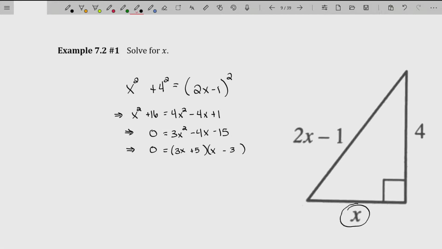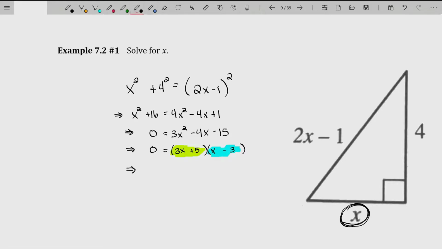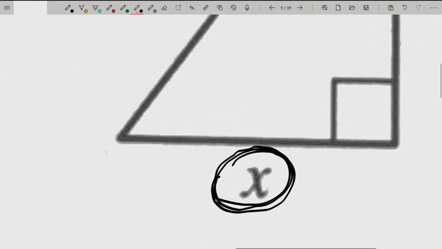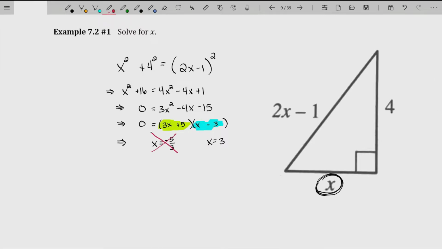Remember, x is a length in this right triangle. So you should always do logic checks as you go through a problem. Make sure that logically things make sense. So here we start solving. We find out that the product of two objects becomes 0. So either the first object becomes 0 or the second object will become 0. Well, the first object would require x to be negative 5/3 to become 0. The second object requires x to be 3. A negative number is not going to fly here. So we throw out the extraneous solution, negative 5/3, and keep the solution 3.